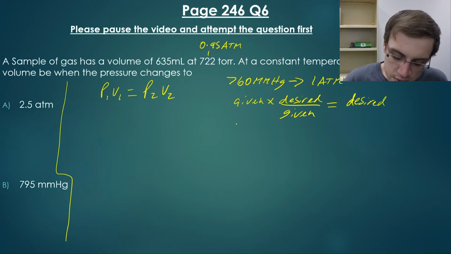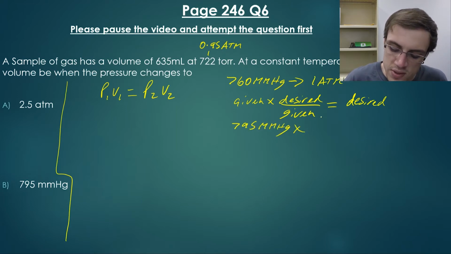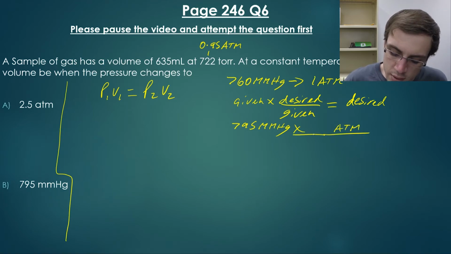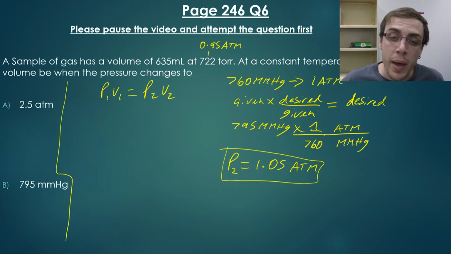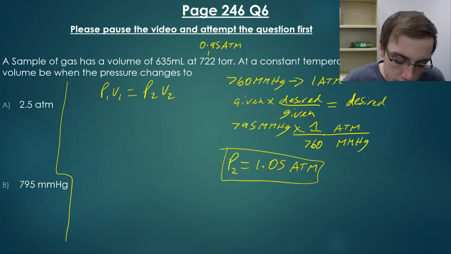So we have 795 millimeters of mercury times desired, so we want it in atmospheres, over given, which is millimeters of mercury, 1 atmosphere for 760 millimeters of mercury, and that will give us 1.05 atmospheres. So now we can compare our two different variables here and see what the new volume will be.